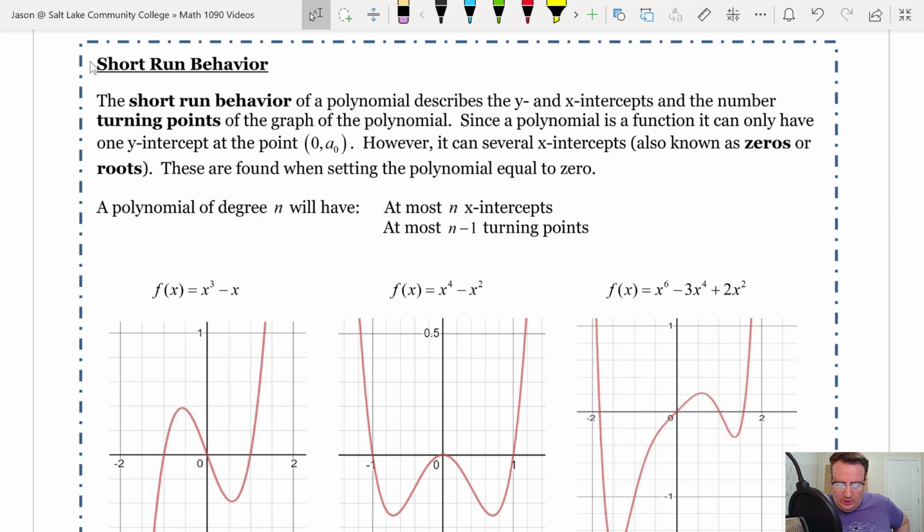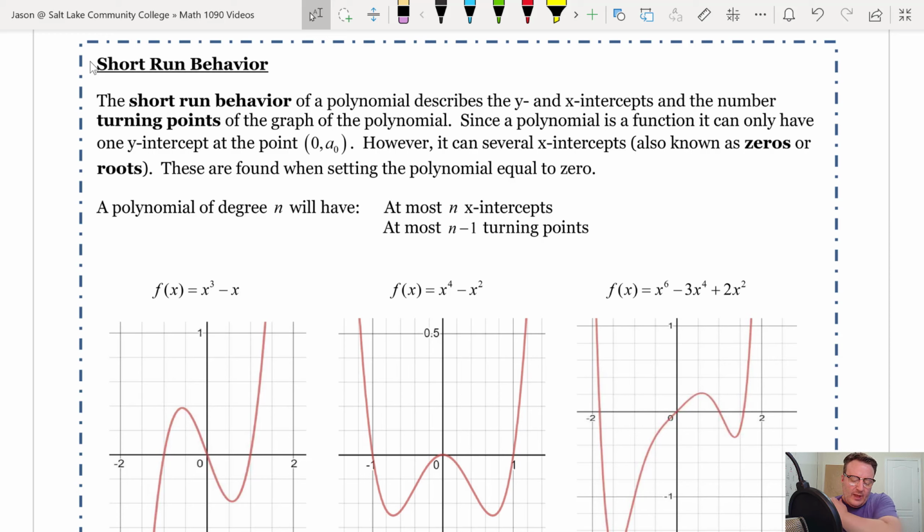Basically, to determine the short-run behavior, or the behavior of the graph of a polynomial for points near the origin, we need to find all of its x-intercepts and its y-intercept. You find the y-intercept by evaluating the polynomial at x equals 0, and you find the x-intercepts by setting the body of the polynomial equal to 0 and then solving for x.